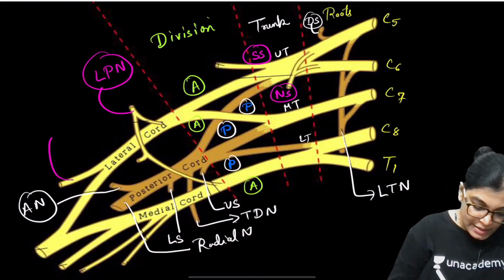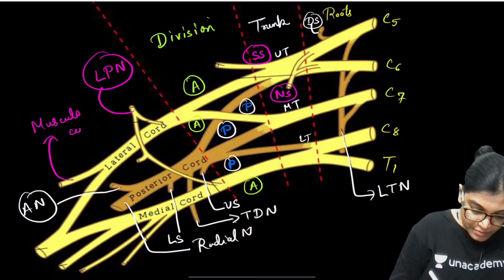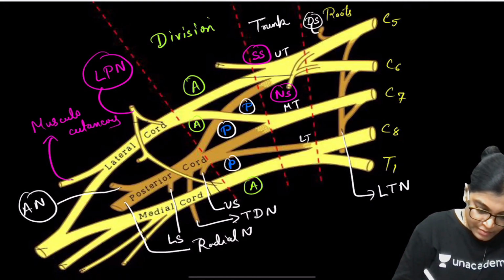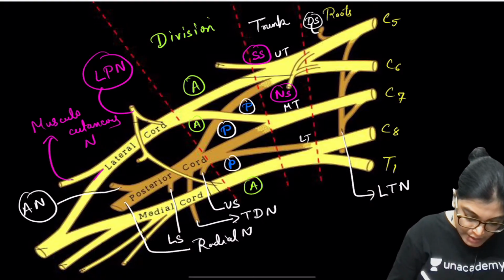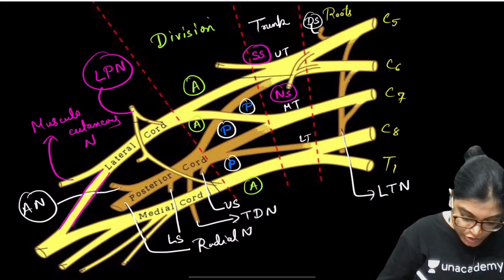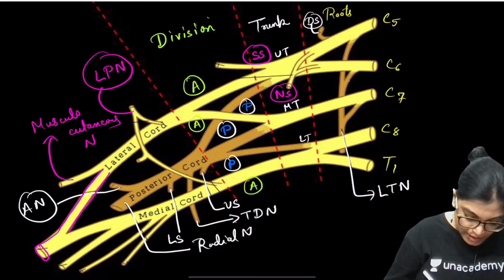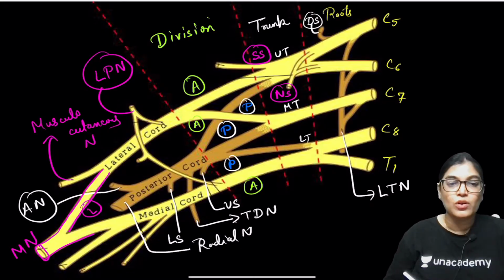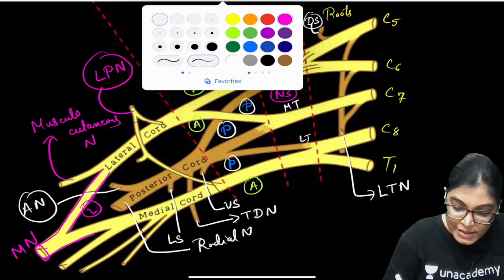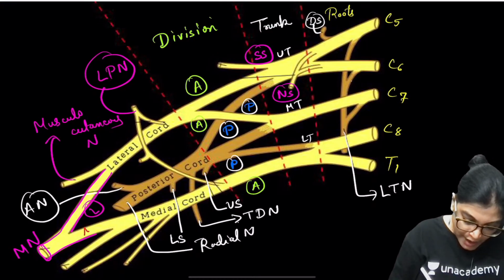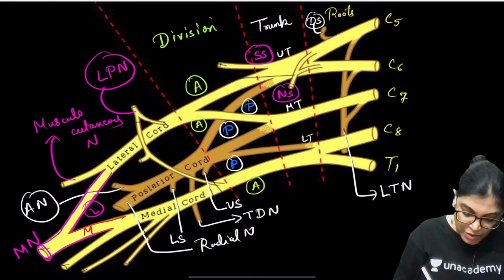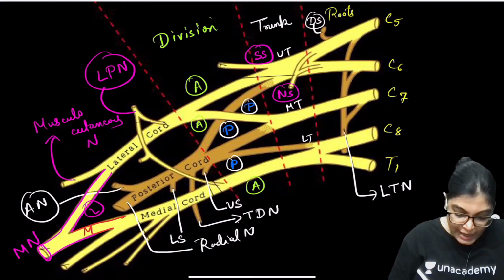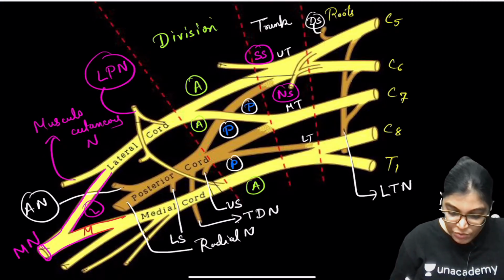This is musculocutaneous nerve, and this part is the lateral root of median nerve. So this big nerve which you are seeing is MN, that is median nerve, and this is the lateral, L for lateral root of median nerve, and here you can see the other one, this will be M for medial root of median nerve, which is from the medial cord, and here we have got other branches.